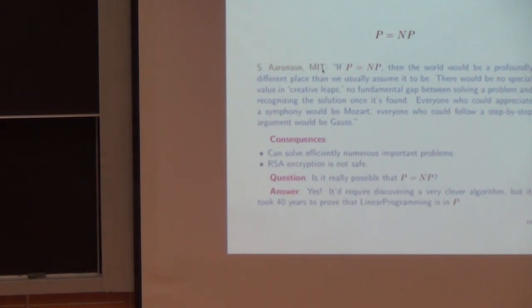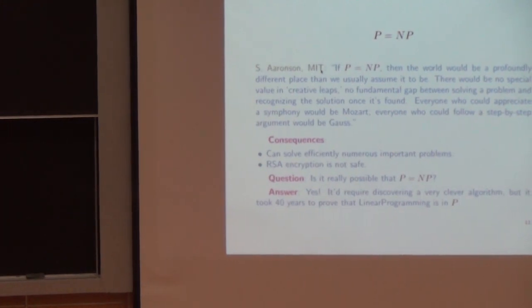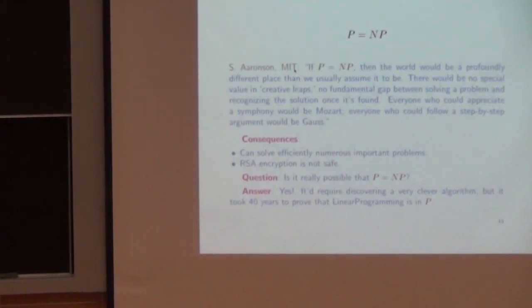Now, is it possible that P equals NP? Scott Aaronson, I'm quoting him, and he will talk about it tomorrow. He wrote very beautifully: if P equals NP, then the world would be a profoundly different place than we usually assume it to be. There would be no special value in creative leaps, no fundamental gap between solving a problem and recognizing a solution once it is found. Everyone who could appreciate a symphony would be Mozart. Everyone who could follow a step-by-step argument would be Gauss. And so you can see that his belief is that P must be different than NP.